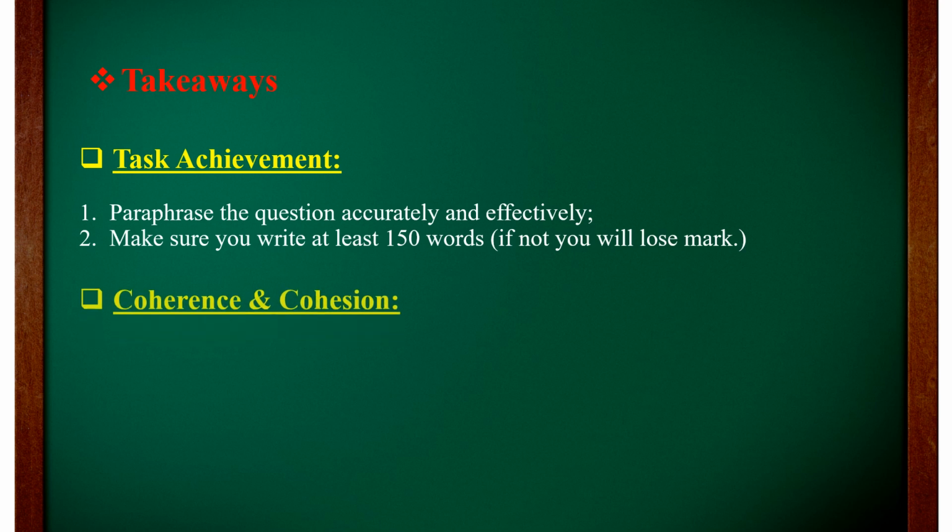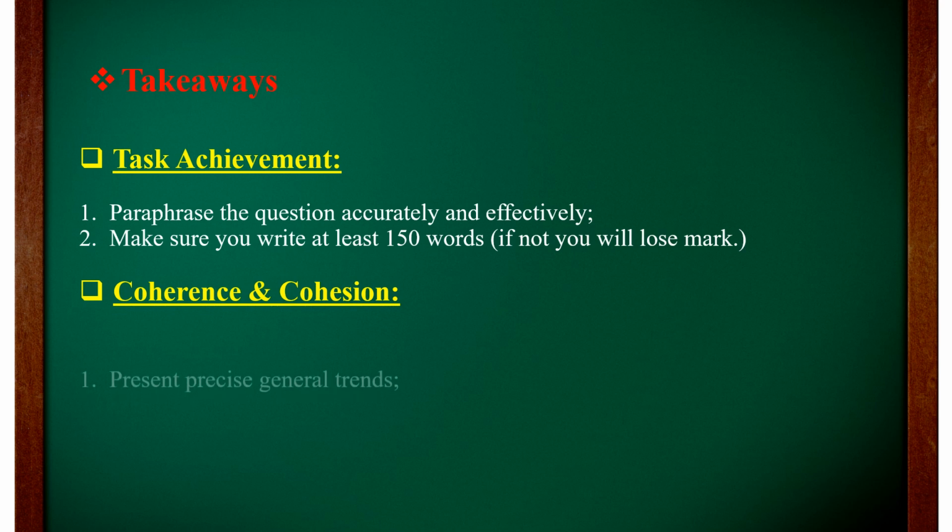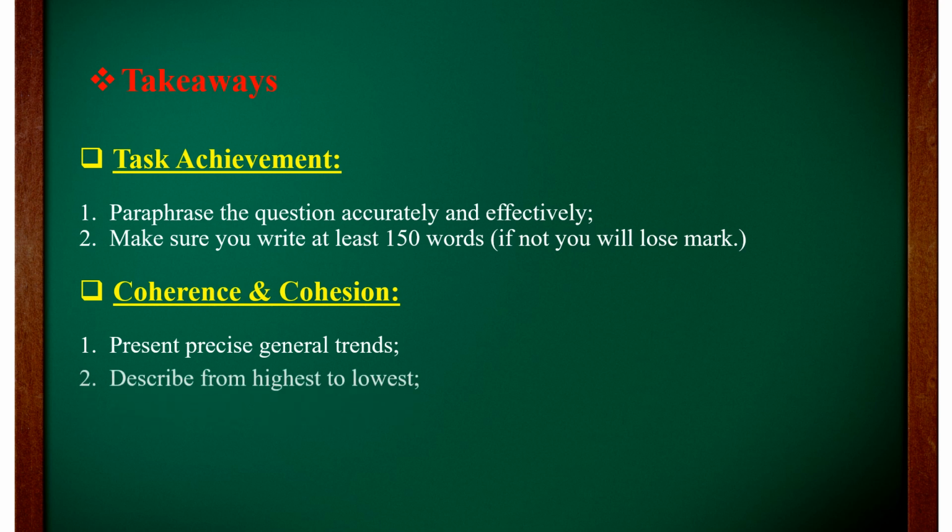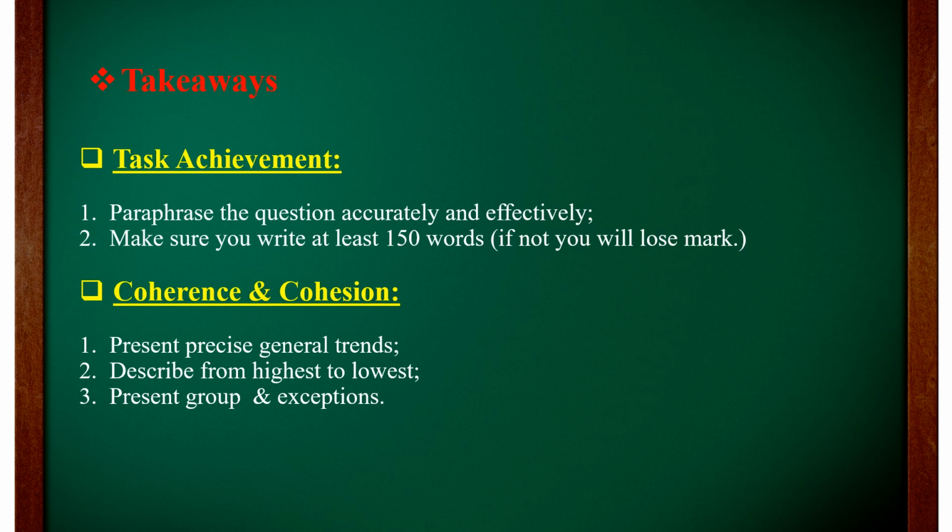Concerning coherence and cohesion, 1. Present a precise general trend to inform the reader what happened to the chart in general. 2. Begin the description from the most significant to the least, meaning from highest to lowest in chronological order, so that the reader would find it easier to follow. 3. Group all elements that follow the same pattern and present exceptions when they are out of group.